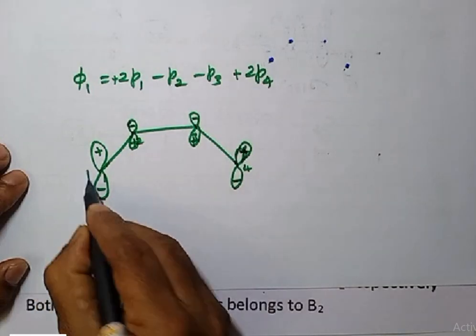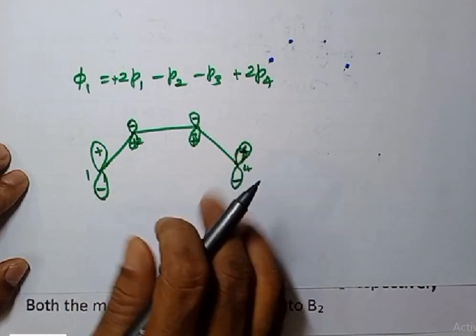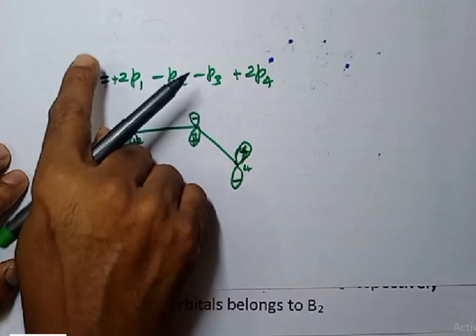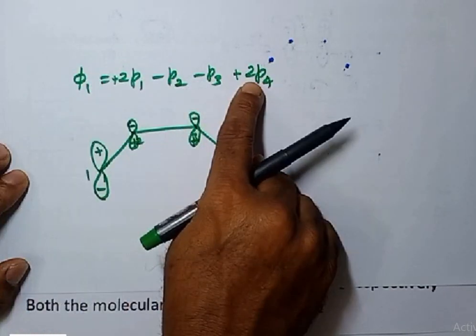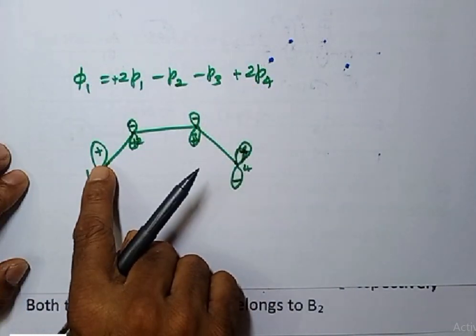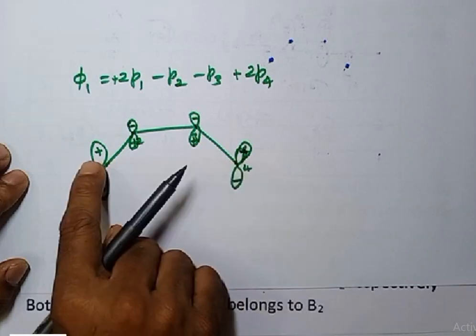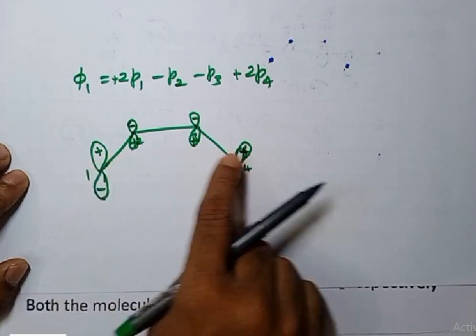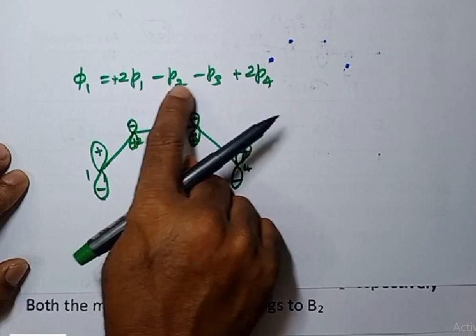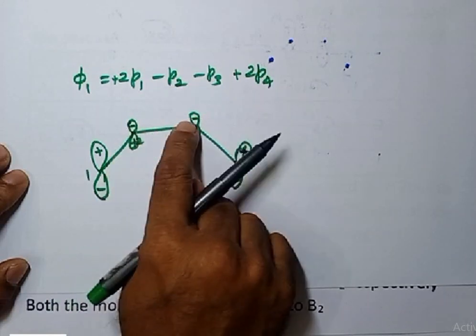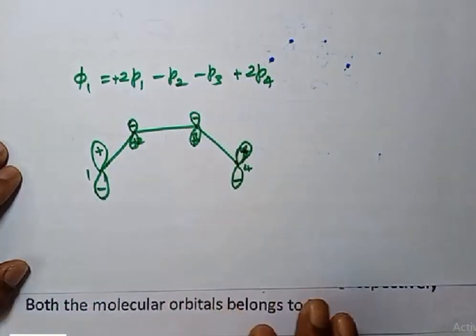P1 and P4 have larger contribution, and here I have a positive sign, here also I have a positive sign. Therefore, the P1 and P4 orbitals should have a positive sign in the upper lobe. And here I have minus, minus, so these two p orbitals have a minus sign in the upper lobes.